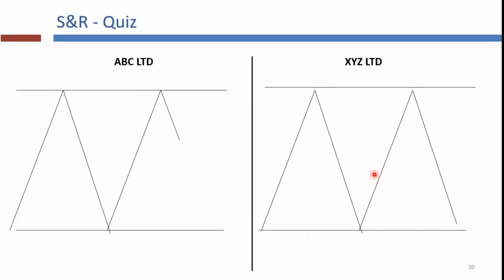Till now, we have discussed candlesticks and we have added one more parameter, that is support and resistance. So now let's say you have two stocks, ABC Limited and XYZ Limited. In both these stocks, you see a demand candle, that is a hammer candle. Now given a choice, which stock will you prefer to buy?